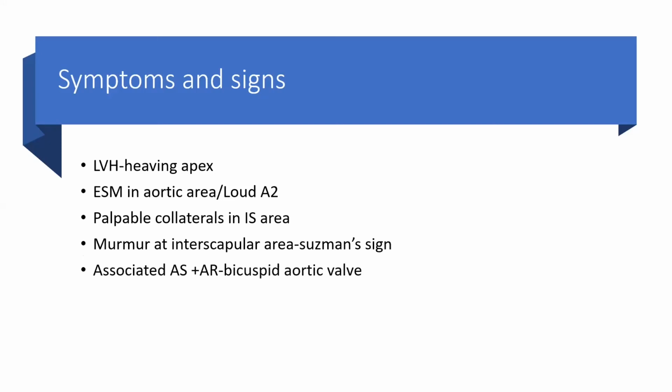It is often associated with AS and AR, because bicuspid aortic valve is an important association of a coarctation of aorta. There are also associated intracranial aneurysms, so they can have berry aneurysms and they can have subarachnoid bleeds.